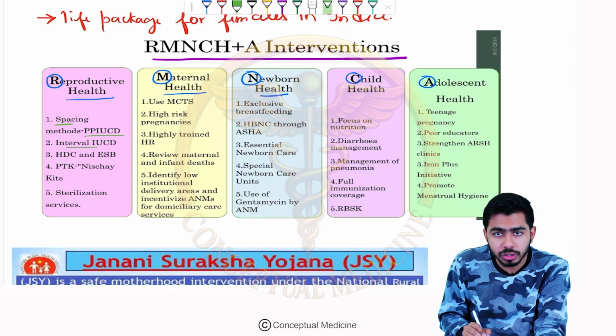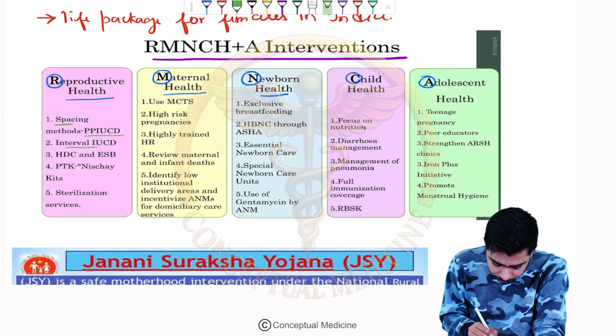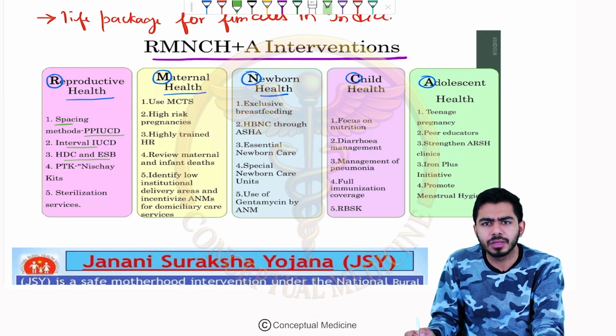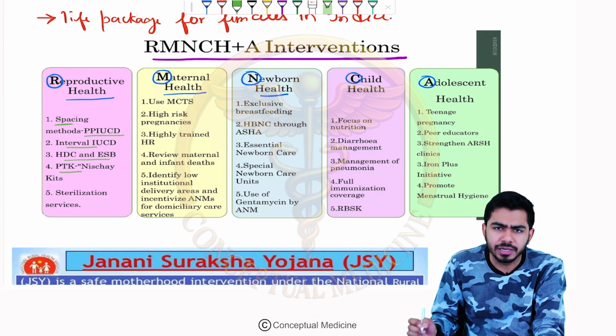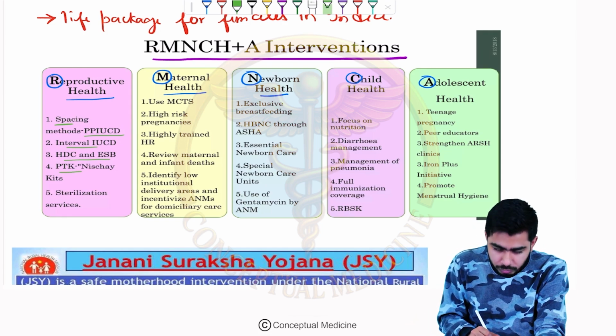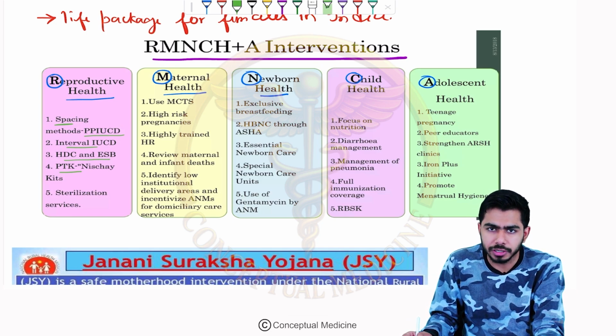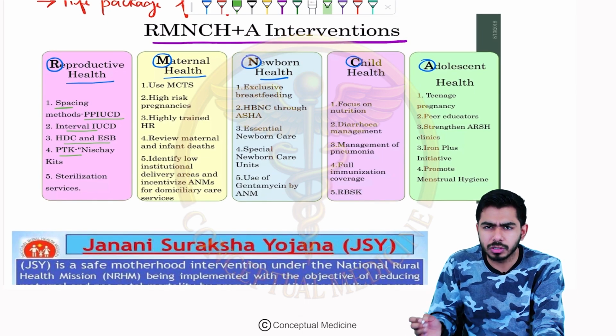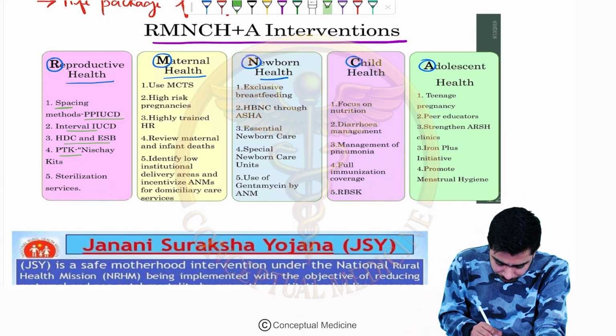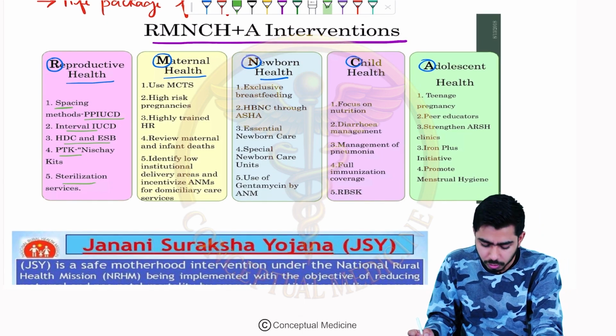Then the interval IUCD should be introduced over there, along with HDC and the ESB, right? Then PTK, that is a pregnancy testing kit. Basically, from the government side they are providing the NISCHECK kit, that is a pregnancy testing kit. We have already talked about that in some module. Sterilization services are also included in this one, right?